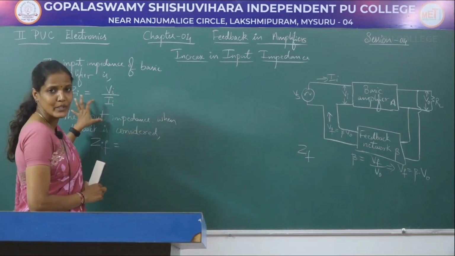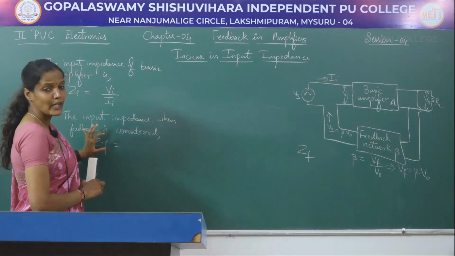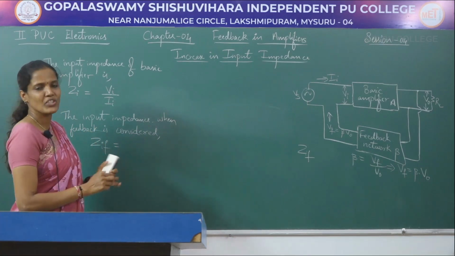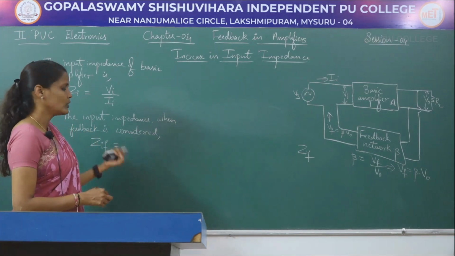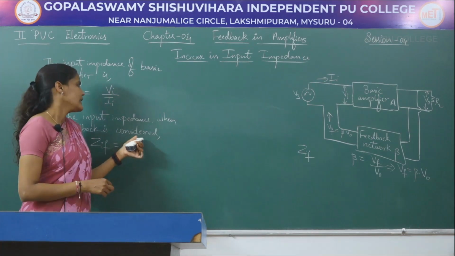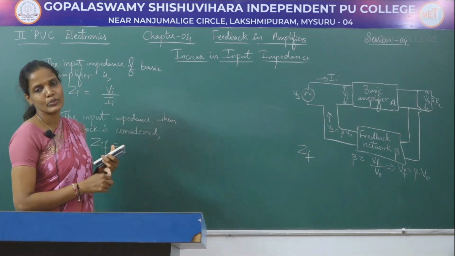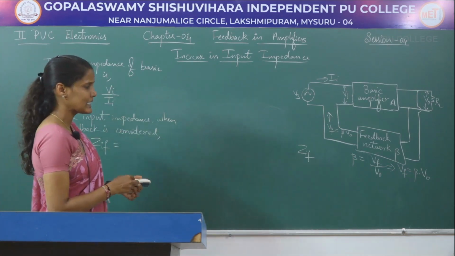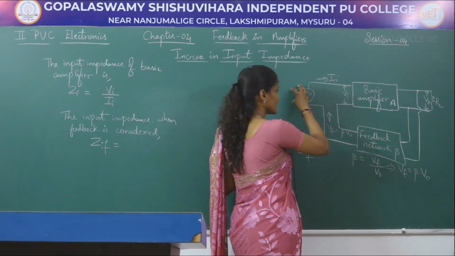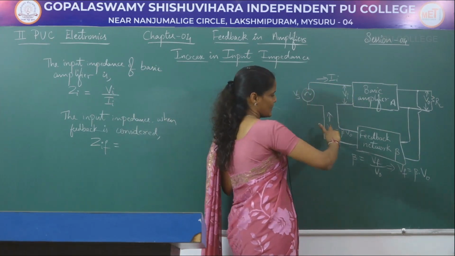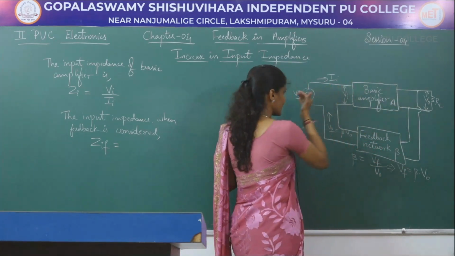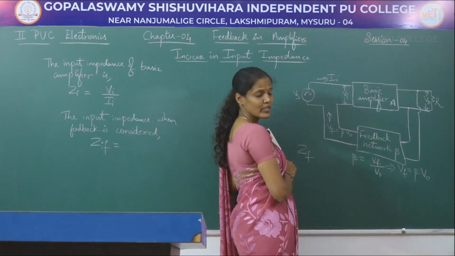Without the feedback, the input impedance will be denoted by Zi, and with the feedback, the input impedance will be denoted by ZIF. Again, it is the ratio of voltage divided by current. Since I am talking about the input impedance, it is the ratio of input voltage to the input current. So when the feedback is considered, the input voltage will not be taken as Vi, the input voltage must be taken as Vs. Because once the feedback network is considered, the output voltage will be equal to V0, whereas the input voltage will be equal to Vs.